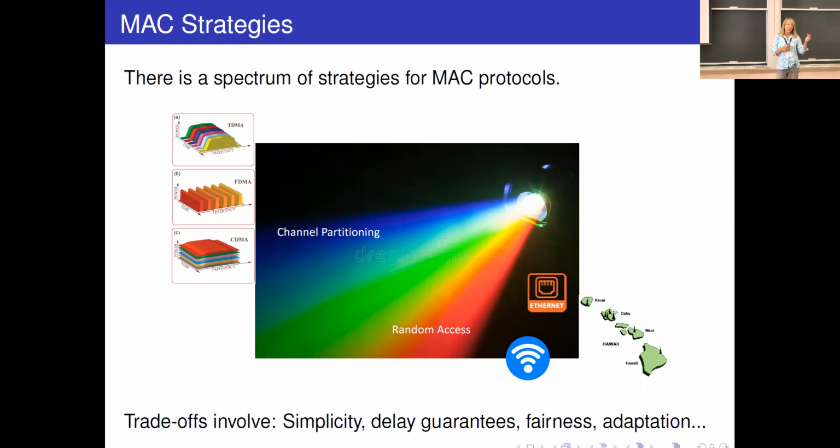But what you give up is any possibility of having a guarantee on the delay, so the delays are just probabilistic. You also give up any notion of being fair to all of those competing for the channel. Another advantage is that they're a little better in terms of adaptation. If you have nodes or users entering the system, it's easier to accommodate, and if users or nodes leave the system, again, it can be easier to accommodate. Actually, it's easier to join. The channel partitioning schemes can also handle nodes leaving fairly straightforwardly.